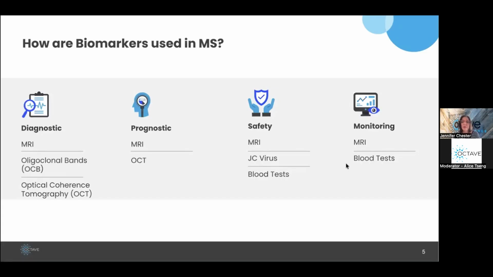If you have been tested for the JC virus, that is looking for the risk of the infection of PML. So that is another biomarker that's looking for safety. And then any other blood tests, like I mentioned earlier, liver enzymes, blood counts, whatever your doctor's doing to monitor you and test you for risk, that's what's going to be done with those blood tests. And that goes hand in hand with monitoring, continuing to do those blood tests and MRIs to make sure you are stable.